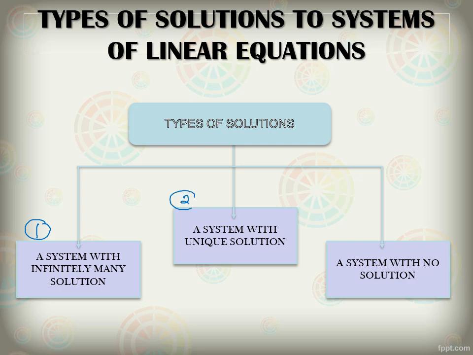The second one, a system with a unique solution. It means that the unknowns in your system can only take one value. Okay. The third one is system with no solution. So there is also a system of a linear equation where it cannot be solved. There is no solution for that system. Alright, so we will look at all these three types of solution in the previous slide.